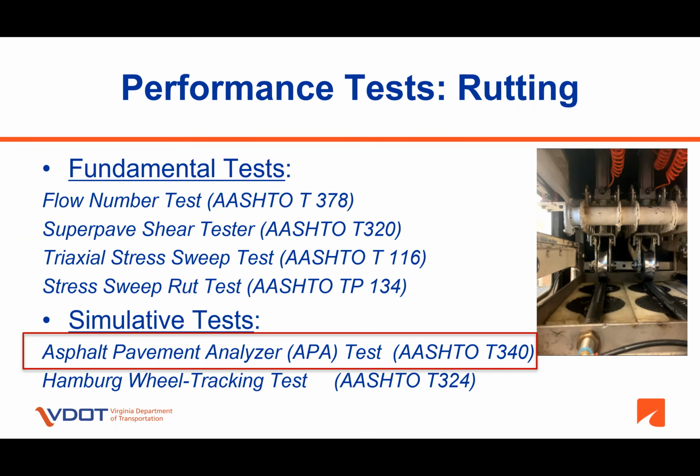Simulative tests are empirical tests that are relatively faster and less complicated compared to fundamental tests. They have also been shown to be correlated to the field performance. Hence, they have been preferred by many agencies to evaluate the rutting potential of asphalt mixtures. Many agencies are moving towards using the Hamburg wheel tracking test because it can provide information on moisture susceptibility of asphalt mixtures in addition to the rutting potential. VDOT requires the APA test as part of the BMD process, and there's going to be a presentation about it in this webinar.